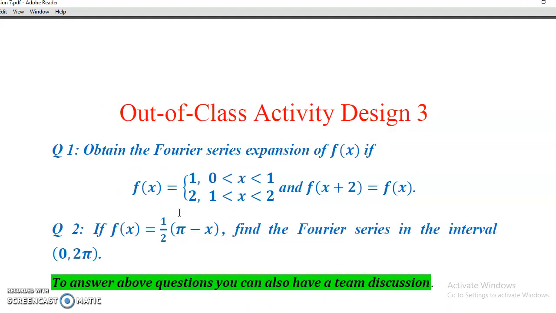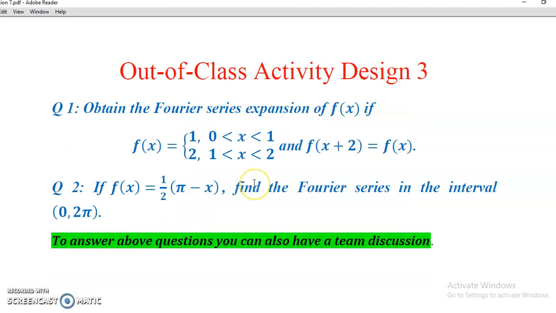So now the out of class activity, design number 3. Obtain the Fourier series expansion for functions 1 and 2. The range is 0 to 1 and 1 to 2, with f of x plus 2 equal to f of x. It shows that the period is 2 here and the interval is 0 to 2l. In place of 2l, we have 2 here, which means 2l equals 2 and l equals 1. So after using the 0 to 2l formula, you have to replace l with 1.